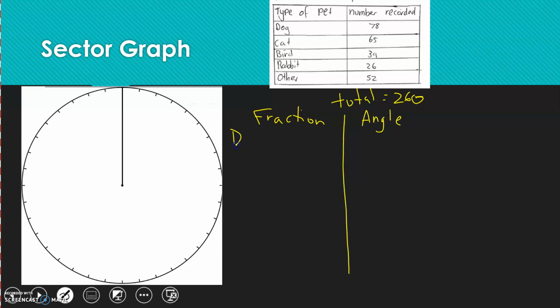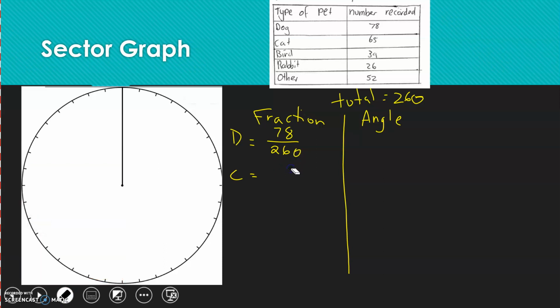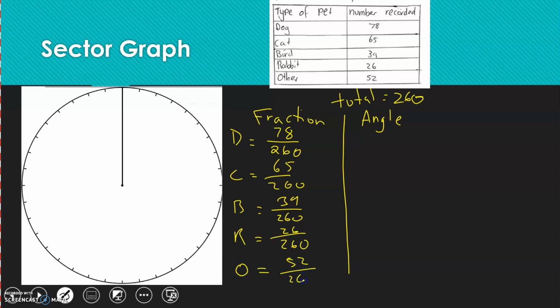So for our dog, our fraction is going to be 78 out of 260. For our cat, it's 65 out of 260. For our bird, it's 39. For our rabbit, it's 26 out of 260. And for our other, it's 52 out of 260.